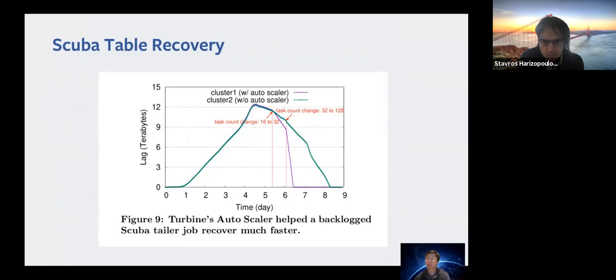Now, here's one example showing the scaler in action for a particular Scuba table. Here we have a job which was stopped for a few days due to user error. Once the user fixes the problem, there's a large amount of lag to process. And the scaler was able to quickly scale the job to 128 tasks, and it churns through all the lags very quickly.